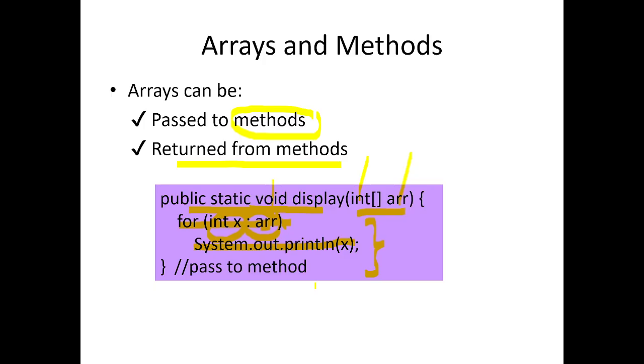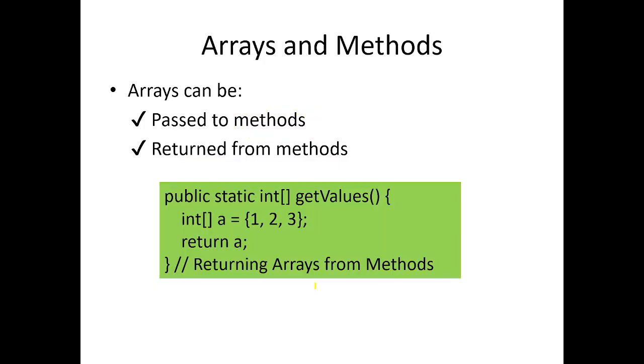So this is an example of how an array is passed to a method. Let's see the second one, which is returning from methods. Here we have the example, public static int. Compared to the previous one, there's no void here. Why is there no void? Because in this program, we want to return an array from the method.